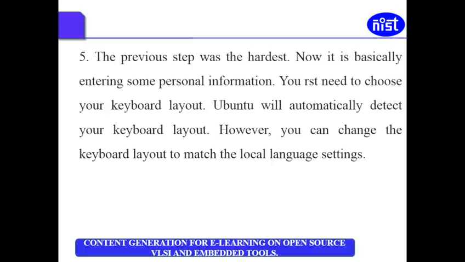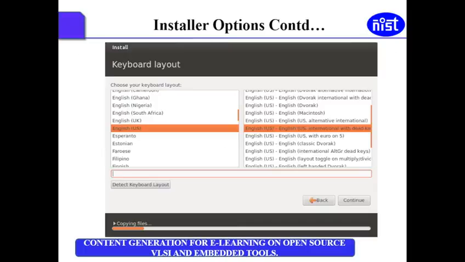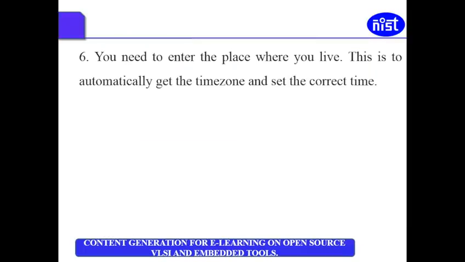The previous step was the hard disk. Now it is basically entering some personal information. You need to choose your keyboard layout. Ubuntu will automatically detect your keyboard layout. However, you can change the keyboard layout to match the local language settings. Then you get these keyboard layout options, and then you move to next.